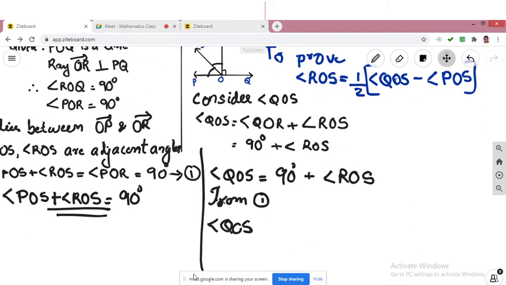So that is what we need to prove. In there, there is no 90 degree, right? So if we substitute ROS from 1, we will get something in here. What should we prove, ma'am? We should prove that angle ROS is equal to half of angle QOS minus angle POS. Okay. Yes, sir. That is angle ROS, this angle is equal to half of angle QOS minus angle POS.